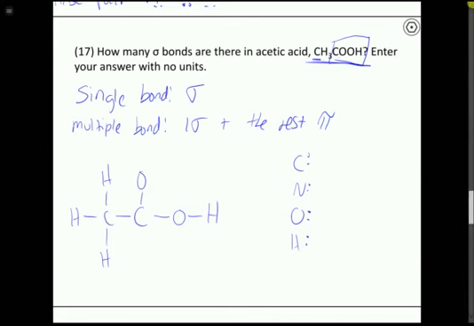So if you have carbon, it's going to want to have 4 bonds and 0 lone pairs. So all these are going to have 8 total valence electrons, but they're going to have different combinations of bonds and lone pairs. Nitrogen is going to be 3 bonds and 1 lone pair. Oxygen is going to be 2 of each.